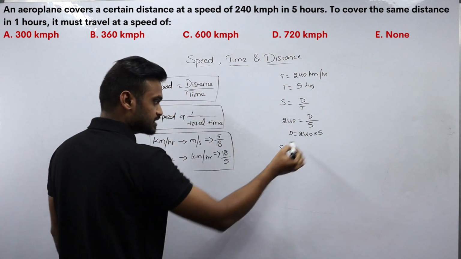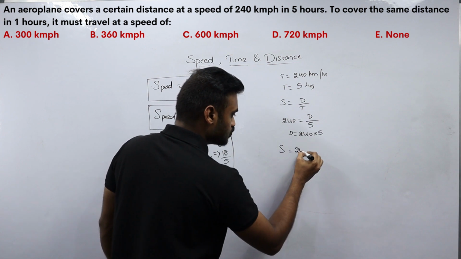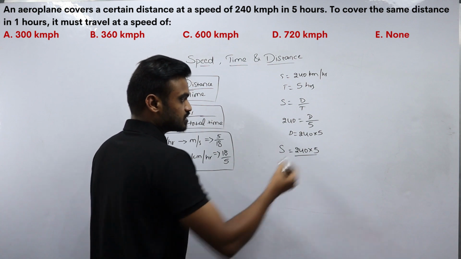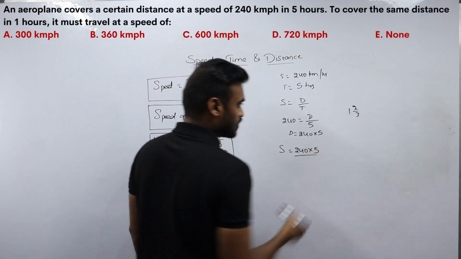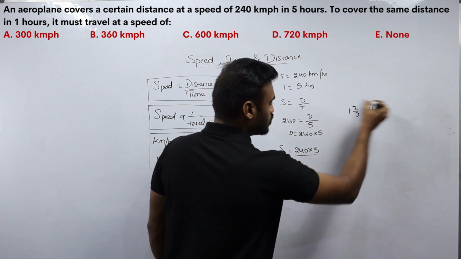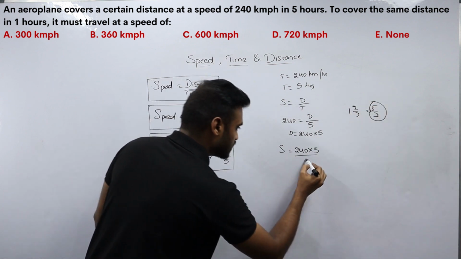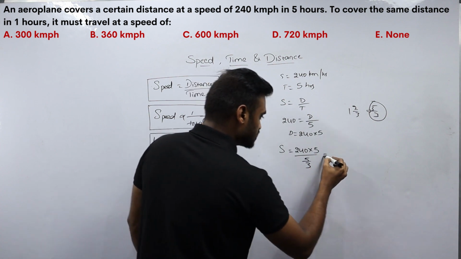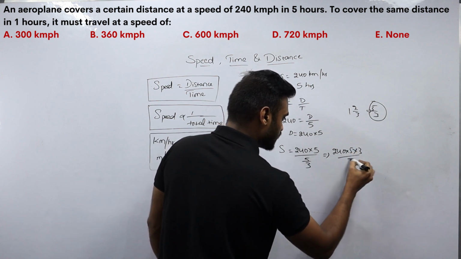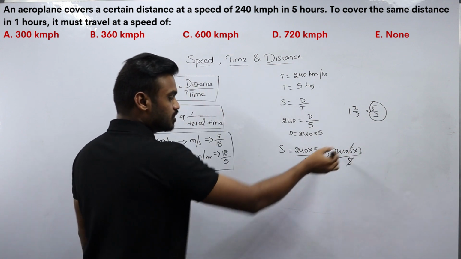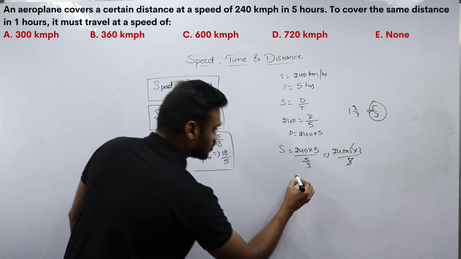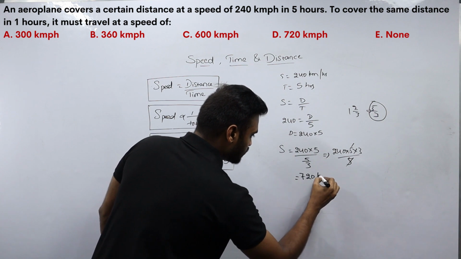So speed equals distance, that is the same distance, 240 into 5, divided by the time taken, that is 2 by 3 hours. 2 by 3 hours is nothing but 3 ones are 3 plus 2, that is 5 by 3 hours. Substituting this, it can be written as 240 into 5 into 3 by 5. So 5 and 5 will cancel, and 240 into 3 is 720. So the total is 720 km per hour.